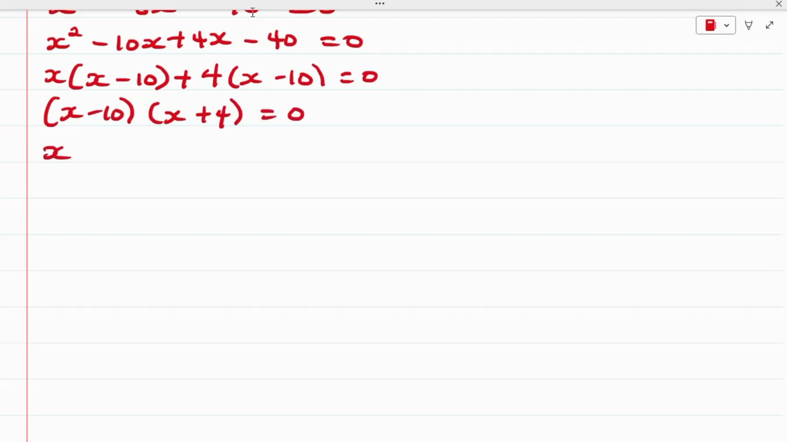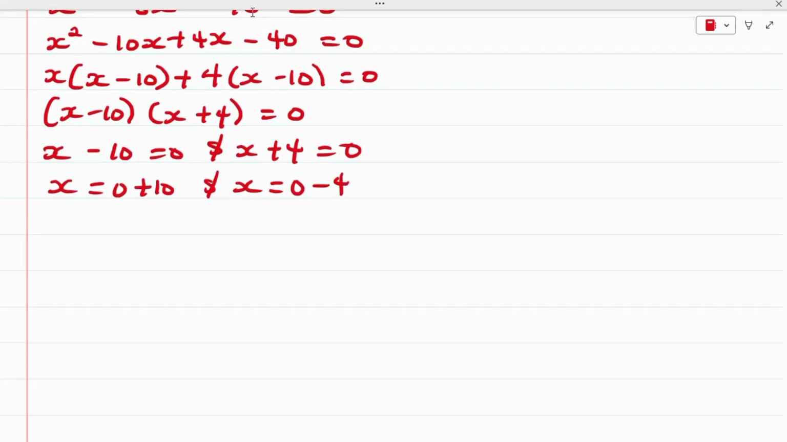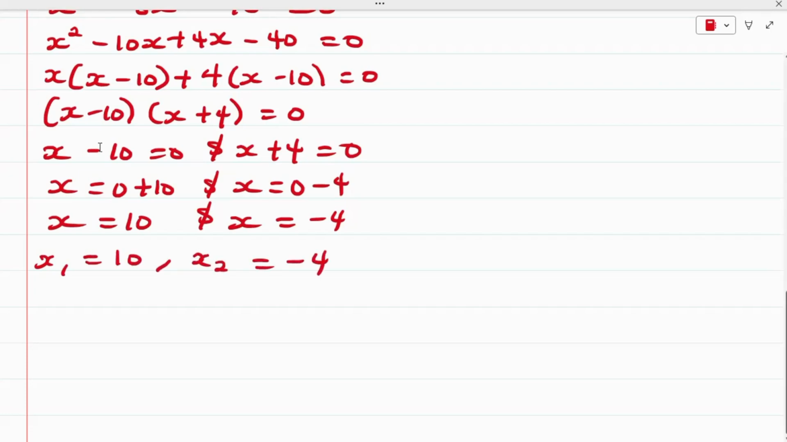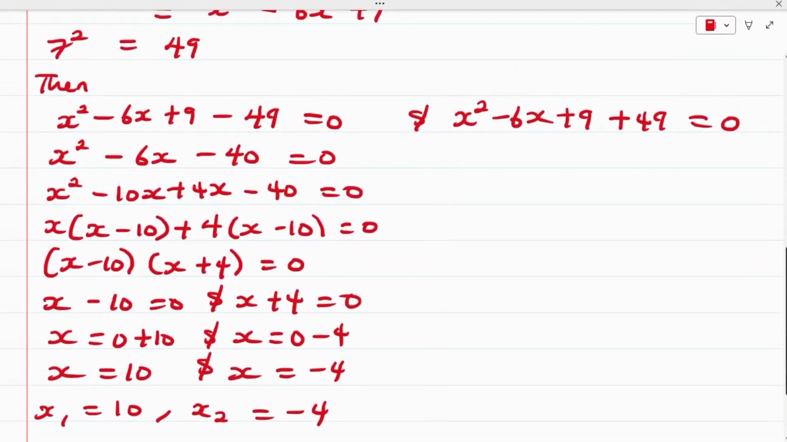So we have that x minus 10 is equal to 0 and x plus 4 is equal to 0. X is equal to 0 plus 10 and x is equal to 0 minus 4. So x is equal to 10 and x right here is equal to minus 4. So we can say x1 is equal to 10 and x2 is equal to minus 4. So we have been able to solve for the first part of this right here. So let's simply go for the second part.